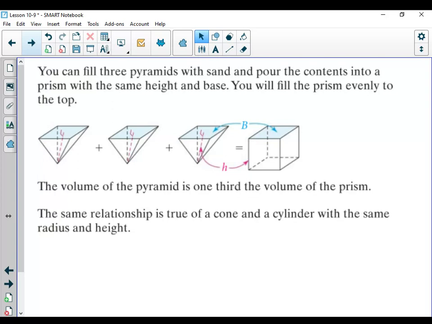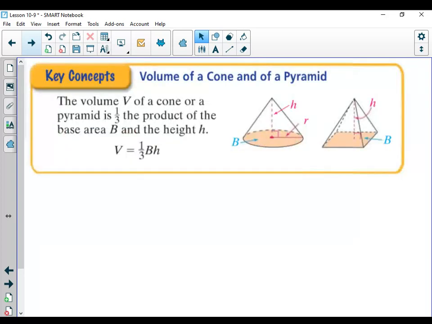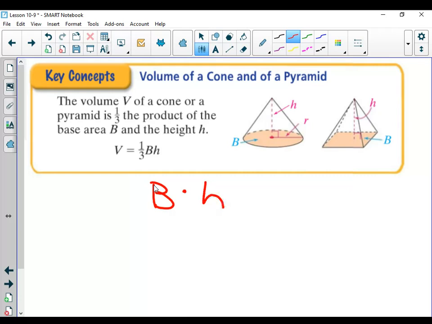So what if you knew a prism but you were trying to get a pyramid? Divide by 3, which we could also say a third. So if a prism was area of the base times the height, then if you put a third in front of it, that will give us the pyramid or the cone, which is kind of cool. The same formula works for both.